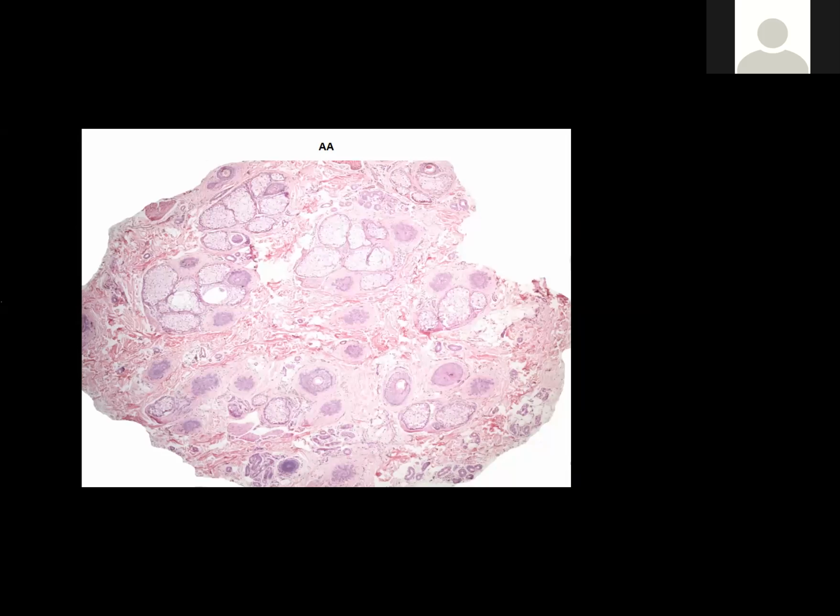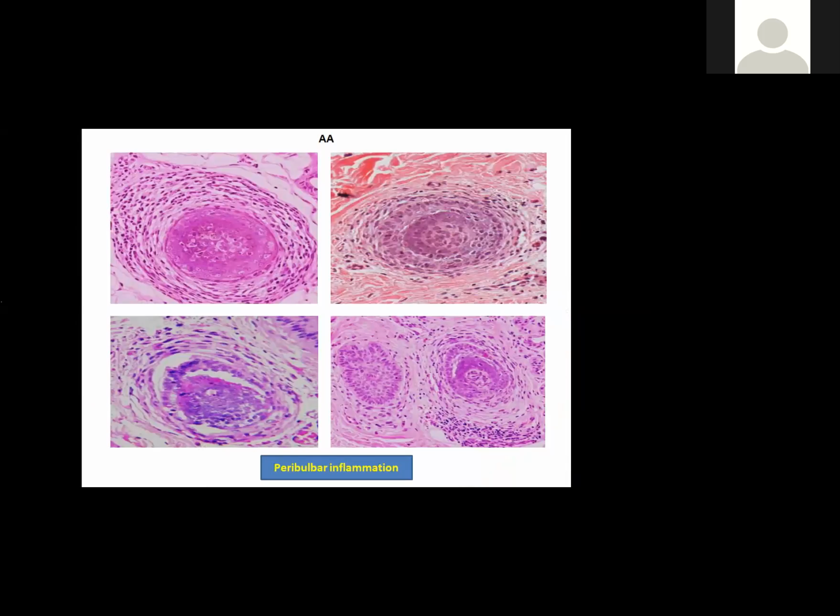So what's the clue that helps us in differentiating between these two? We all recognize that the important clue that differentiates between these two entities is the presence of peribulbar inflammation of lymphocytes, what is referred to as the swarm of bees. And we often ask our postgraduates in their exam, what is the classic histopathological feature of alopecia areata? And they say it's the classic peribulbar inflammation in the swarm of bees appearance.